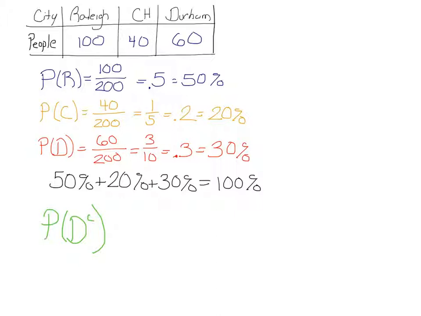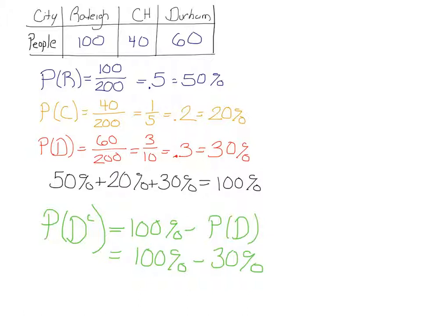So let's think about what that means. There's a formula that tells us that if you take 100% of something and subtract, in this case, P of D, you should ultimately get the probability of D complement. So the idea is that if you take 100% minus the chance that you are from Durham, which is a 30% chance, we get out 70%.